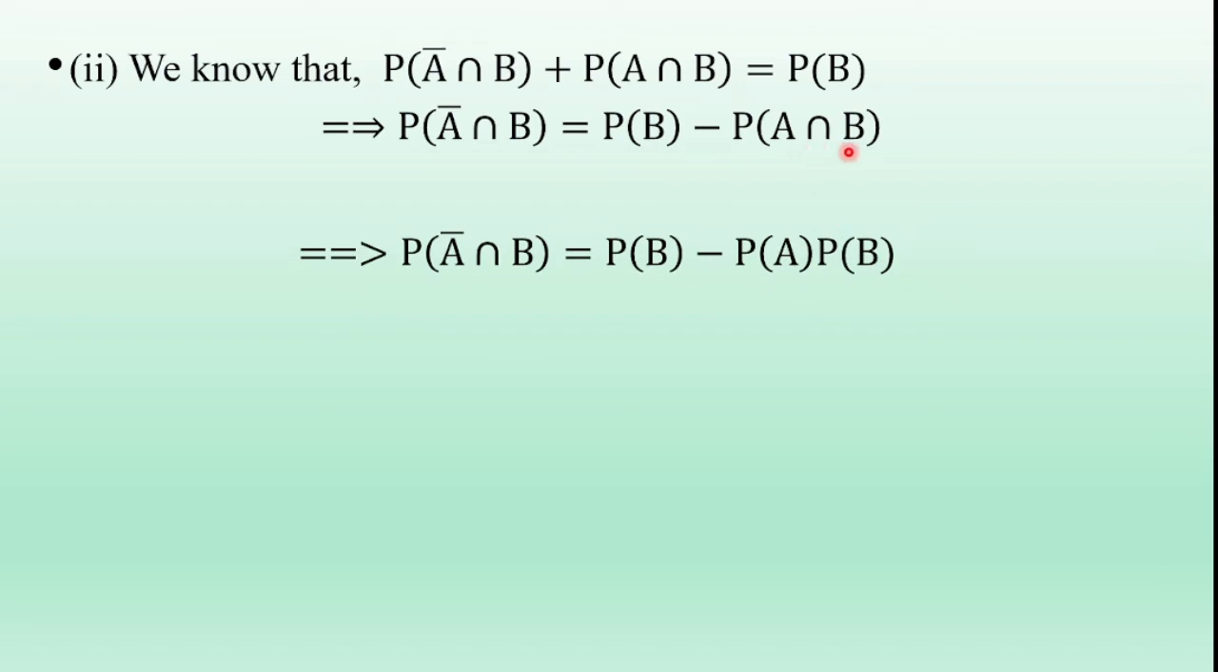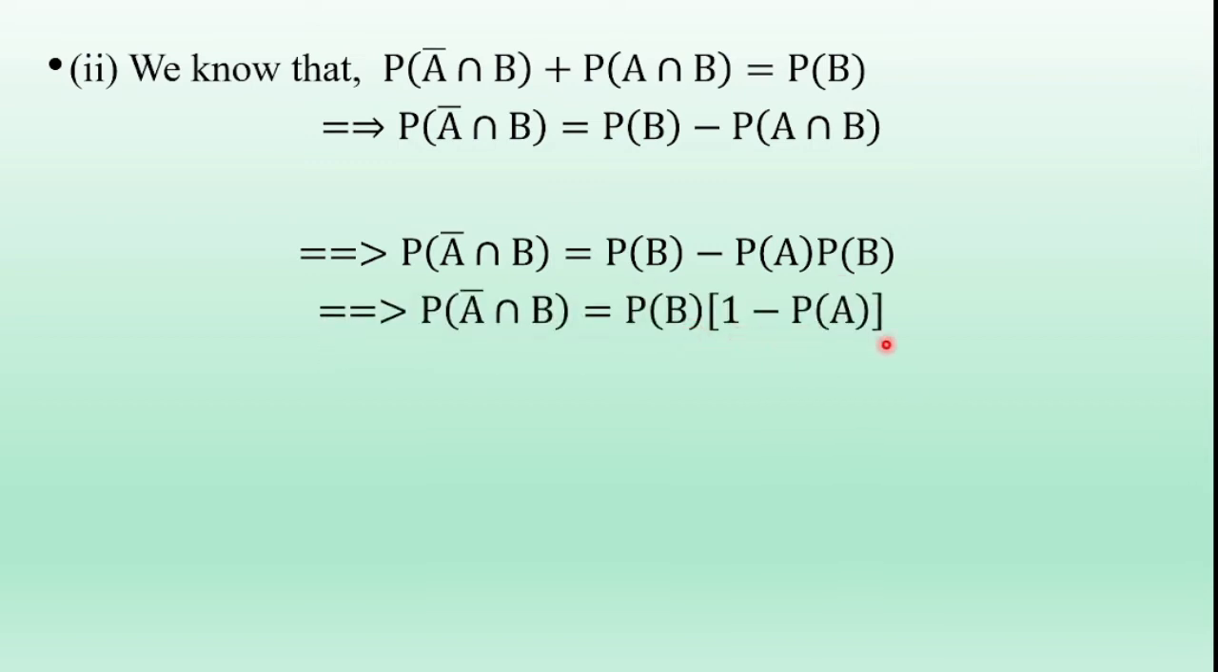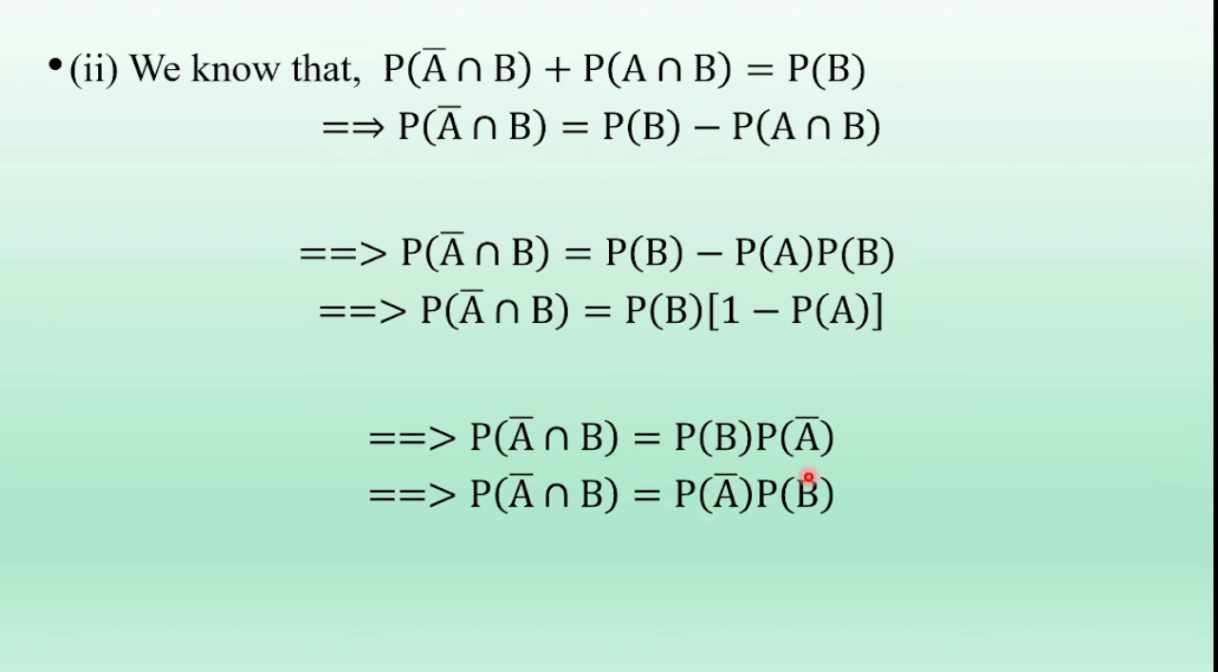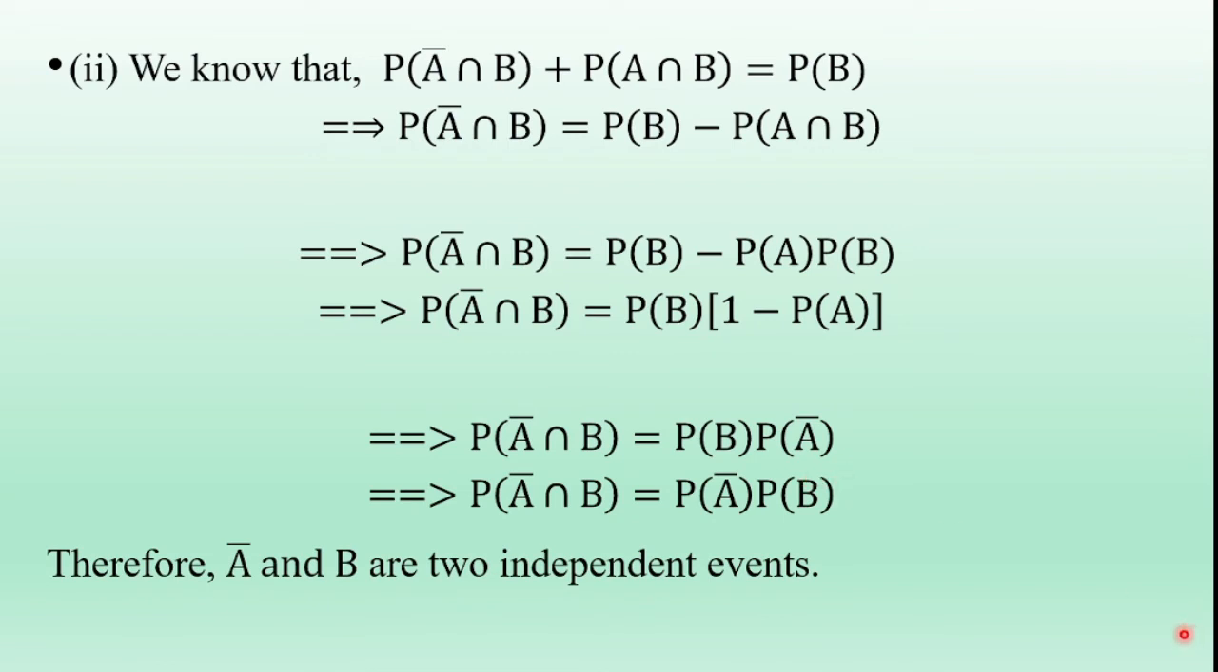Events A and B are independent events, so probability of A intersection B is probability of A into probability of B. On the RHS side, take the common probability of B. So probability of B into 1 minus probability of A. But we know that 1 minus probability of A is probability of A bar. Therefore, events A bar and B are independent: probability of A bar intersection B is equal to probability of A bar into probability of B. Hence, from this equation, we can conclude that A bar and B are independent events. This is the second bit solution.